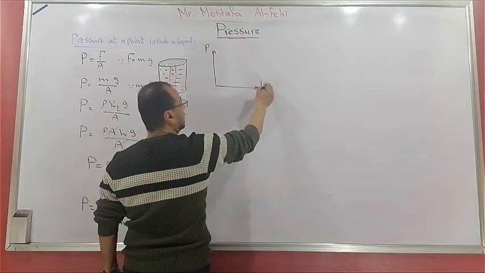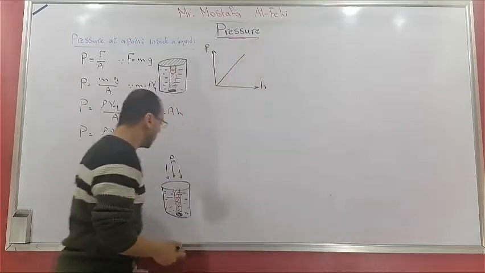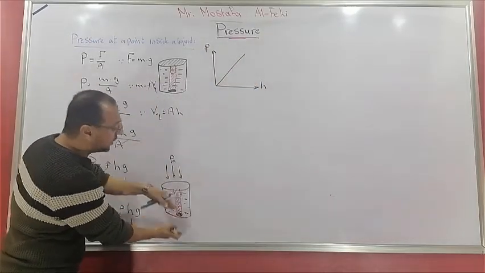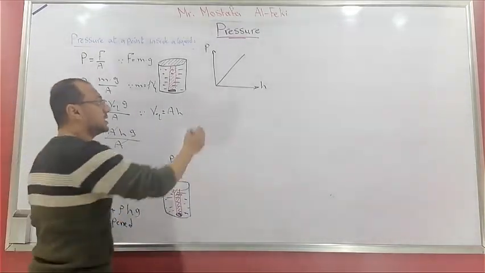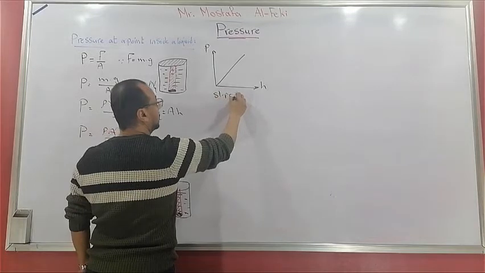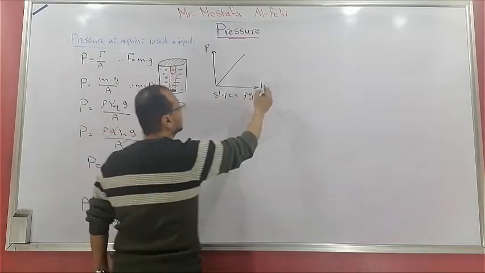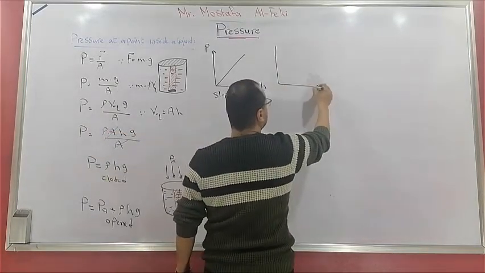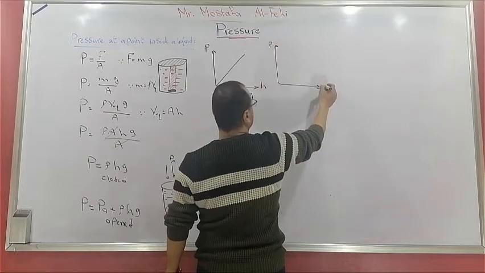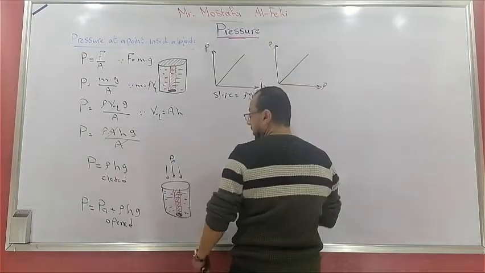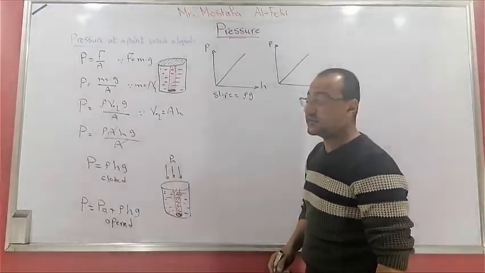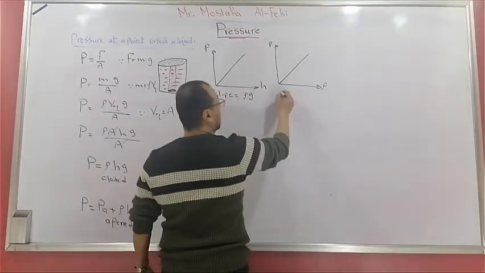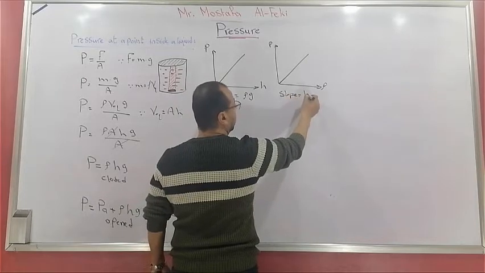Pressure and height are directly proportional. By increasing the height, the weight of the liquid increases, so the pressure increases, and the slope equals rho g. Second relation, pressure and density. By changing the liquid and increasing the density of the liquid, the pressure increases and the slope equals hg.